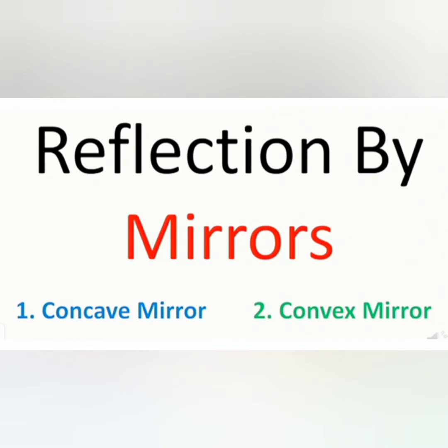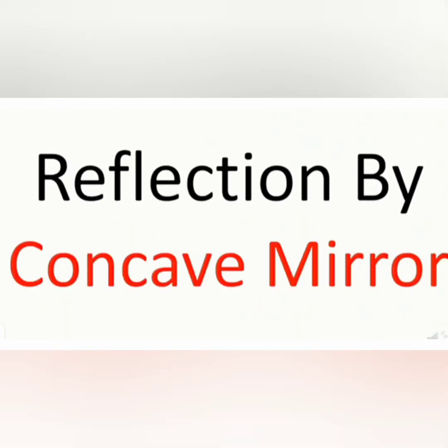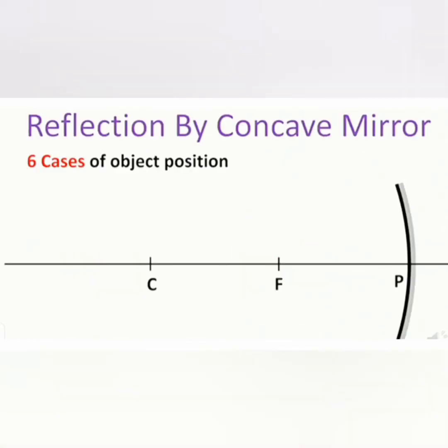Dear students, now we will start to draw the ray diagram of concave mirror. In concave mirror, we will study 6 cases that depend on object position. Now I am showing you these 6 cases overview. Case number 1, object is at infinity. It means the object is far away from the concave mirror, like the sun, moon, etc.